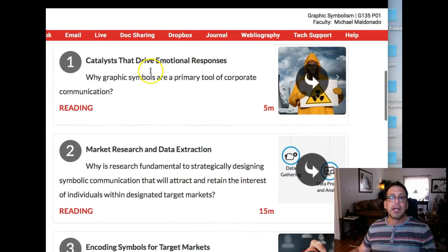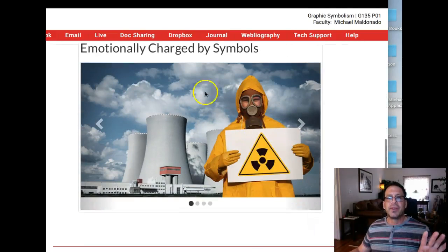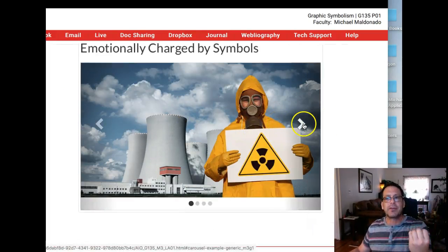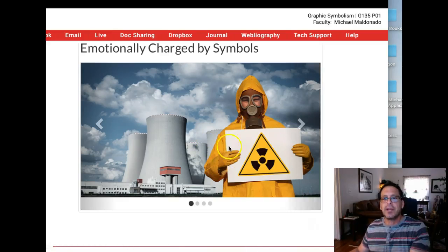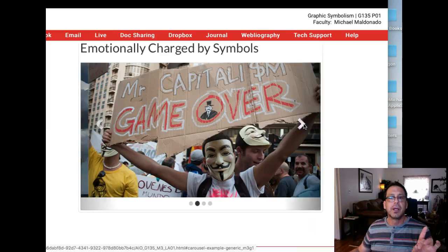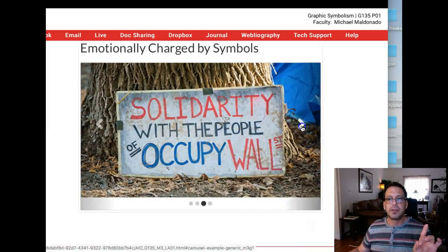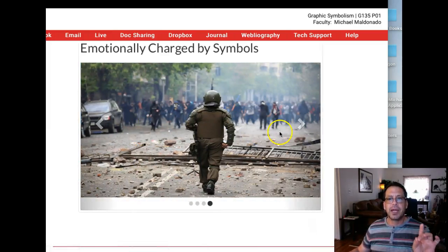For example, catalysts that drive emotional responses. If we take a look at that, we can see this image right here. These are catalysts that drive emotional responses. You look at this image and you are going to respond emotionally to it. Inside your head, subconsciously and consciously, this is going to affect you in one way or another. So is this. So is this.